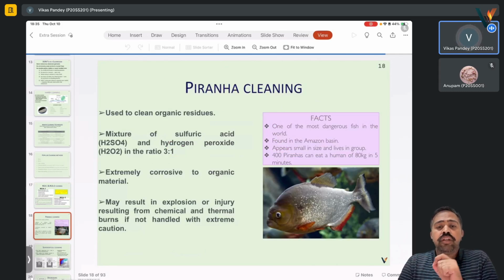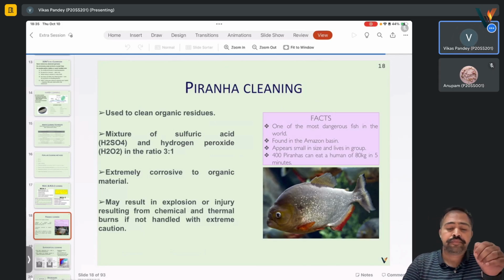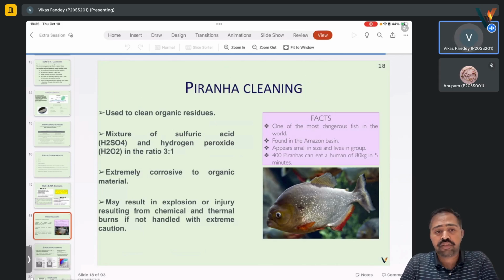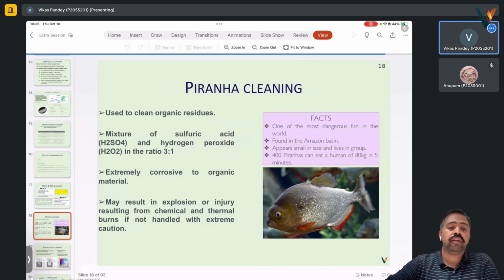This is generally used where some organic contaminants have come to the surface of our wafer. It is a mixture of sulfuric acid and hydrogen peroxide, both highly oxidizing agents, in a ratio of 3:1. It is extremely corrosive to organic materials. It was earlier developed to clean utensils, but after finding its applicability, this process was used in cleaning of the wafers. This process can result in explosion or injury and must be handled extremely carefully.